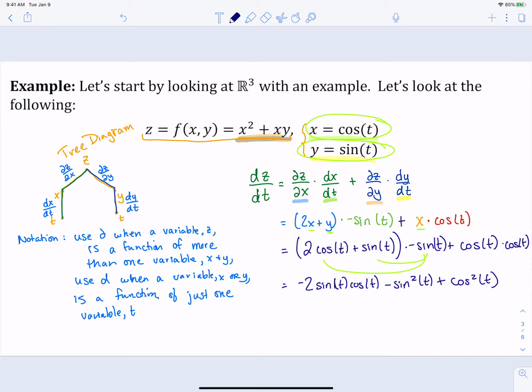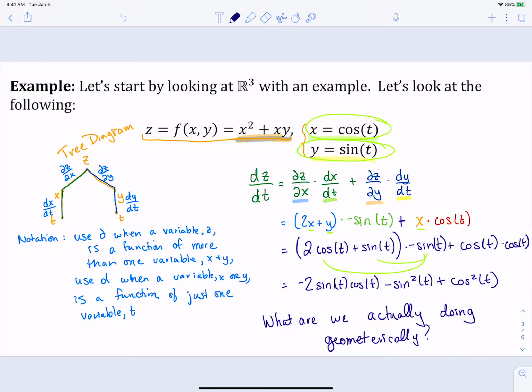But that tree diagram and keeping things separate helped us piece by piece make this derivative, and it tells us how z is changing along this path t. So the real question is, what are we actually doing here? What does this mean geometrically? So I've got a picture for us.